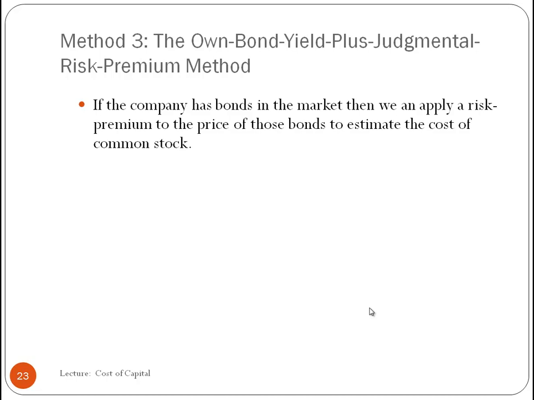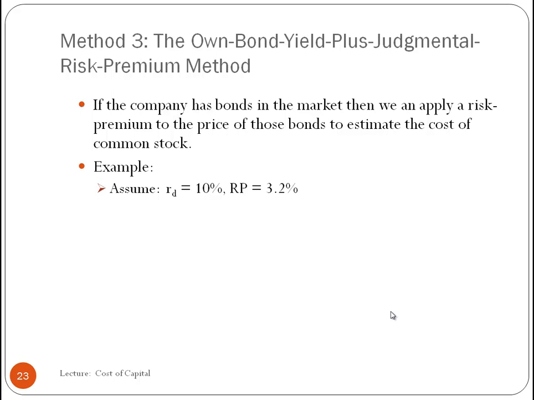Finally, we had a third method, which is called the own-bond-yield-plus-judgmental-risk-premium method. What is this? Let's say the company has bonds in the market. What we can do then is apply a risk premium to the yield of those bonds to estimate the cost of the common stock. And it actually doesn't even have to be the company's own bonds. If our company didn't have bonds, we could look to the market and find a really similar company that has bonds, look at the price of those bonds, find out what the yield is, and add some kind of a risk premium to that. So here's an example.